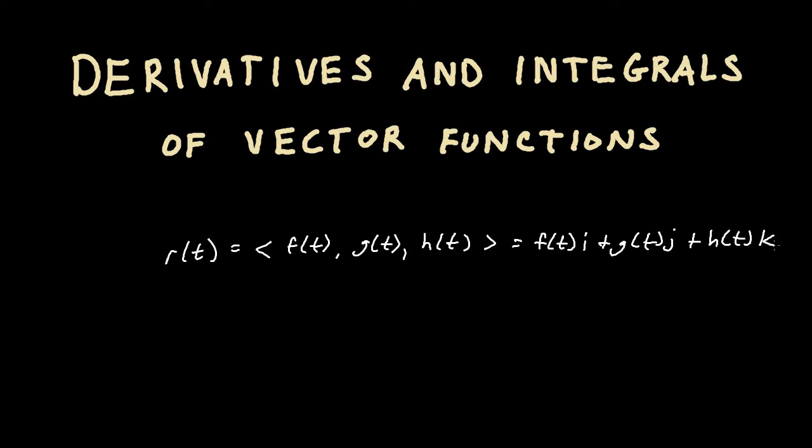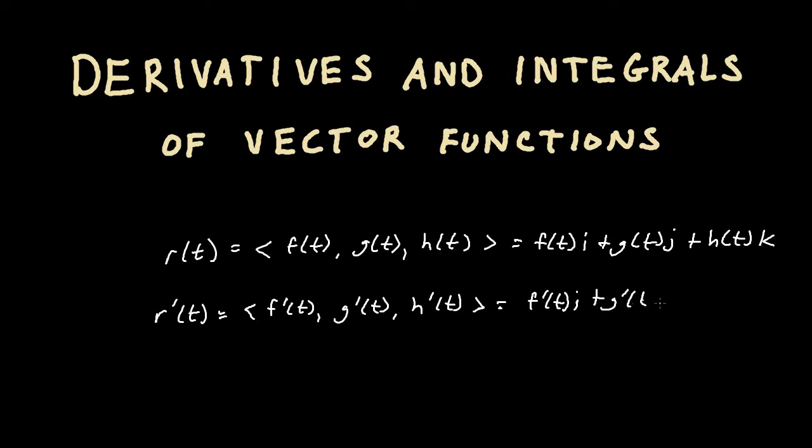So if we were to take the derivative of this vector function, it's going to be r prime of t. When we take the derivative, we take the derivative of each individual function: f of t, g of t, and h of t. In component form, it's going to look like f prime of t, g prime of t, comma h prime of t. And in unit vector form, we can also write it as f prime of t times i plus g prime of t j, plus h prime of t times k.